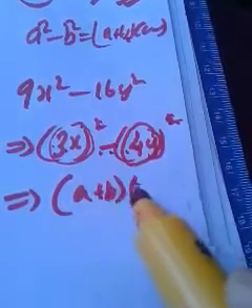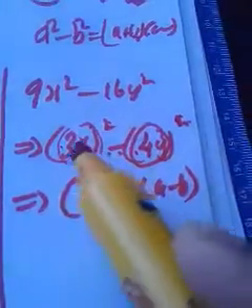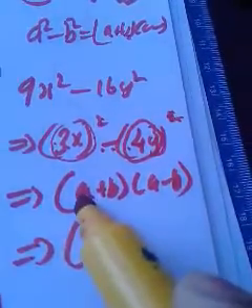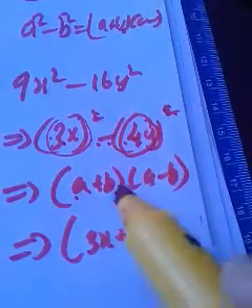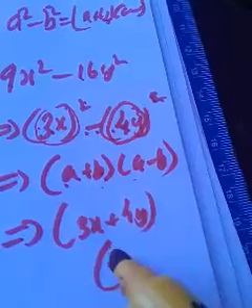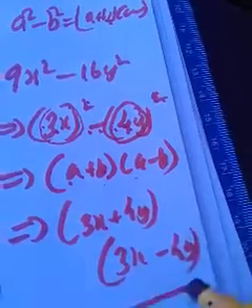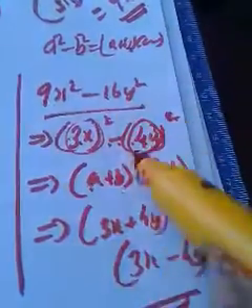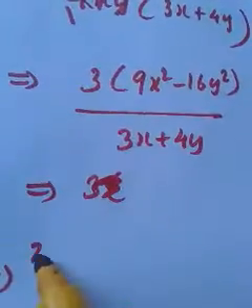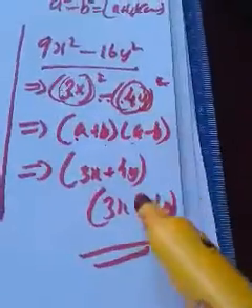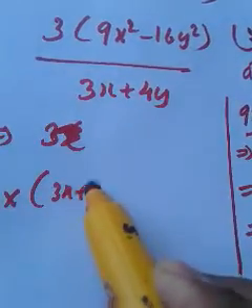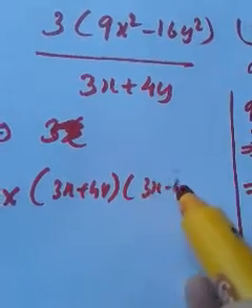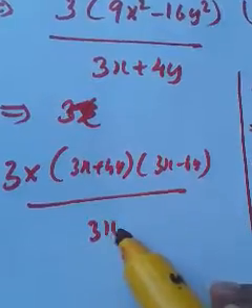Since this is in the form a square minus b square, what is your a here? It is 3x. Then plus b, b is 4y. So a plus b is over. Then a minus b, 3x minus 4y. This is the factorization by using a square minus b square. So 3 as it is, and 9x square minus 16y square we can write as 3x plus 4y into 3x minus 4y, divided by 3x plus 4y as it is.